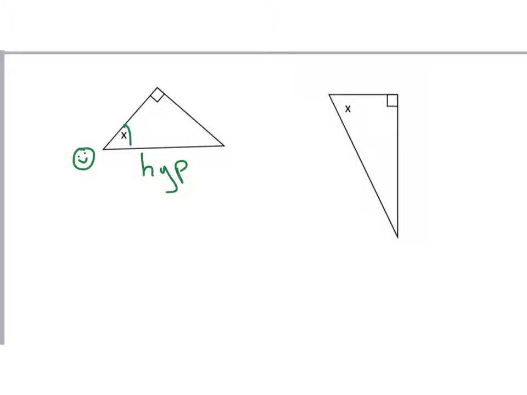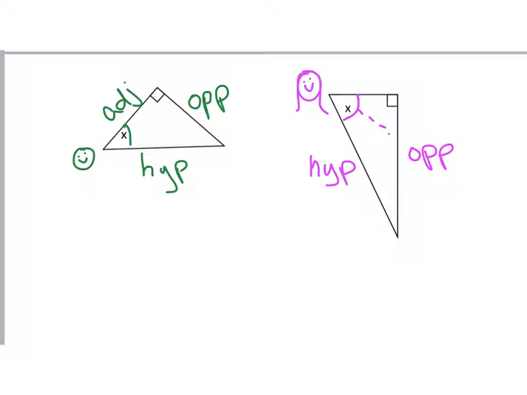Which one's opposite? The left or the right? The right. Leaving this one to be adjacent. Okay? The next one, I'm standing here at angle X. Which one's my hypotenuse? The left, the top, or the right? The left. Oh, wrong triangle. Okay. Which one's opposite? The top or the right? The right. And again, if you need to draw your arrow, you can. Leaving the top to be adjacent.